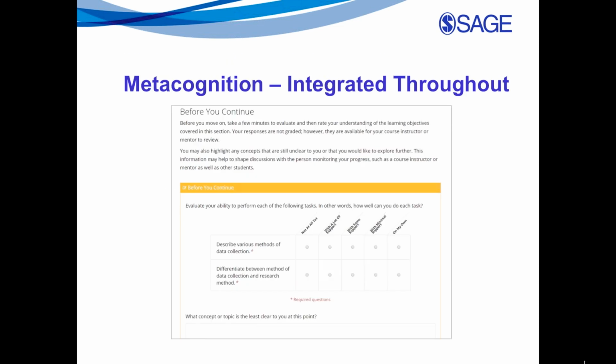And our next slide here just shows an example from the course where students are asked to, again, use this metacognition to reflect on what it is that they're learning. So before they can continue on, they need to evaluate and rate their understanding of the learning objectives covered in the section.